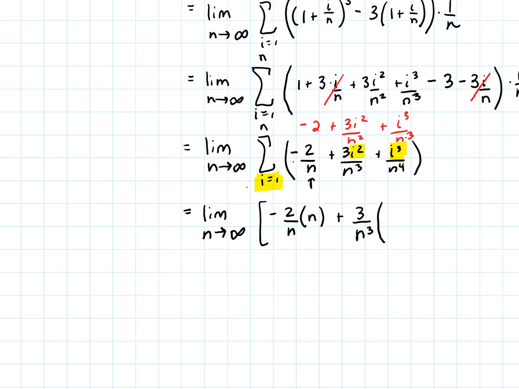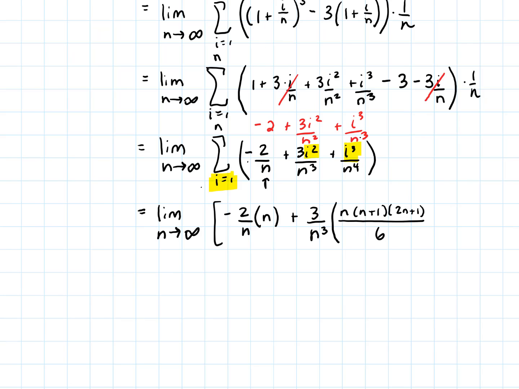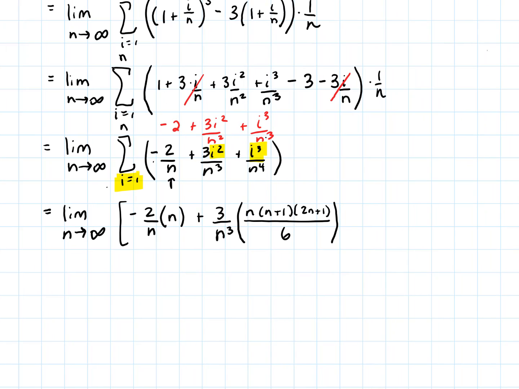and the formula for i squared. So when we do the formula for i squared, we get n times n plus 1 times 2n plus 1 all over 6. I'm sorry, that is actually 2n plus 1. And then the formula for i cubed. The 1 over n to the fourth is a constant, so 1 over n to the fourth in terms of the sum. And for i cubed, the formula is n times n plus 1 all over 2, and it is that whole quantity squared.